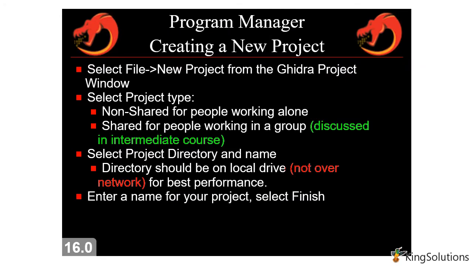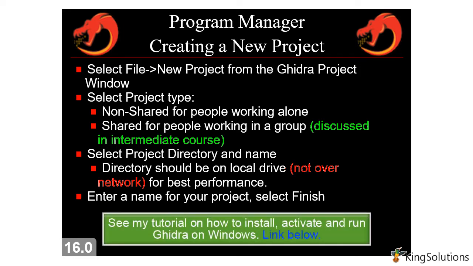Program Manager. Creating a new project. The first thing you must do in Ghidra is create a project. Projects are used to store all the programs and related information together in one place. This helps Ghidra locate the files, making them easily accessible to the user. To create a new project, select File, New Project from the Ghidra project window. Then select the project type.